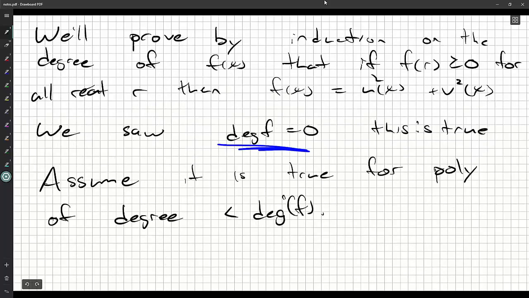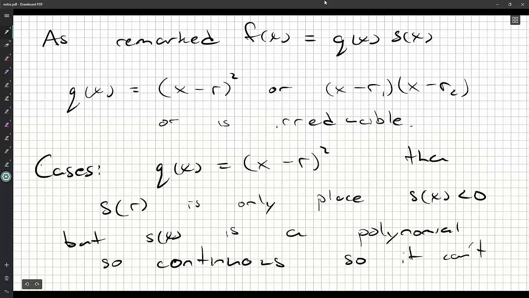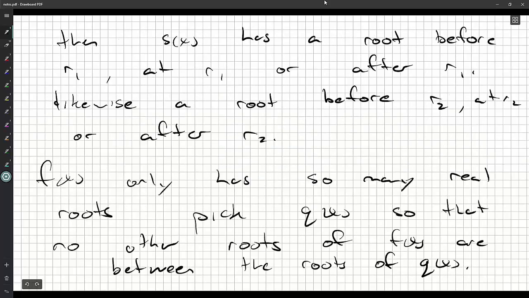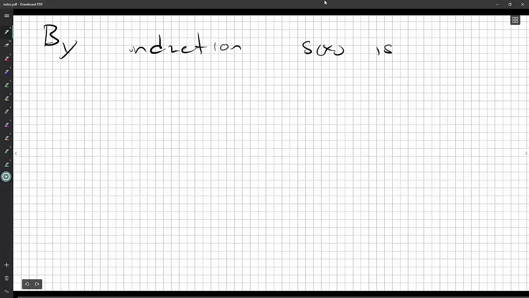So, if the reasoning works out, then f of x is equal to Q of x times S of x. So now, by induction, S of x is a sum of 2 squares. Great.